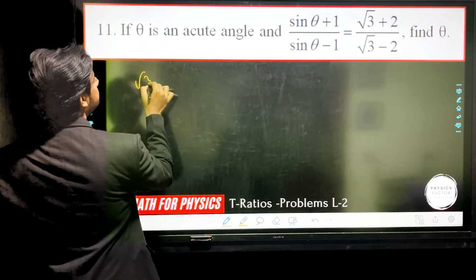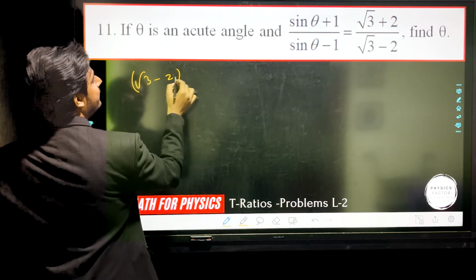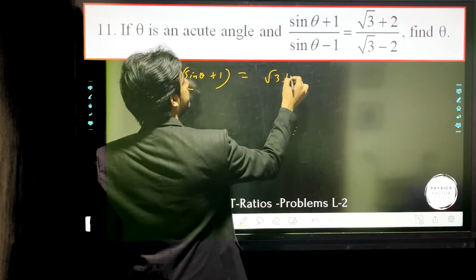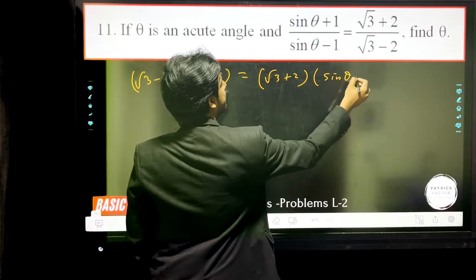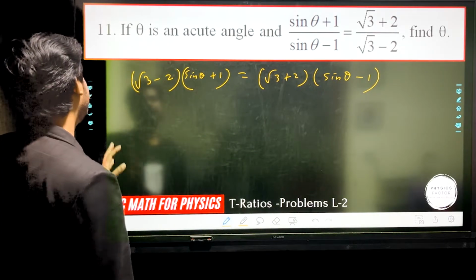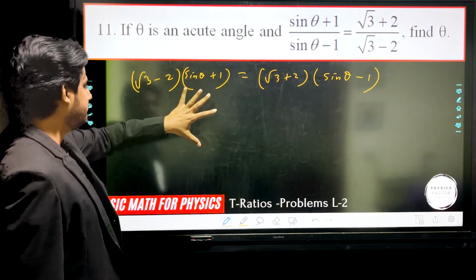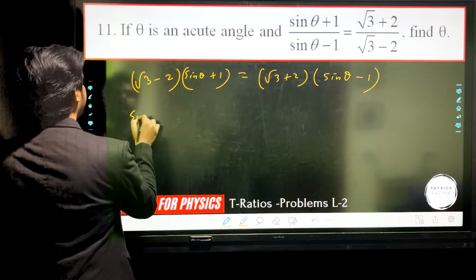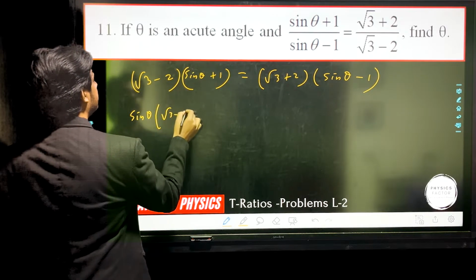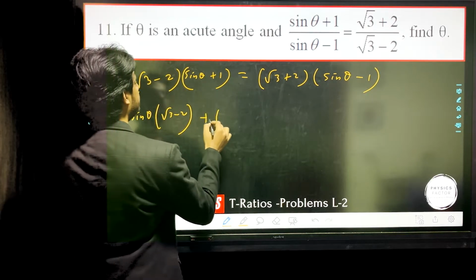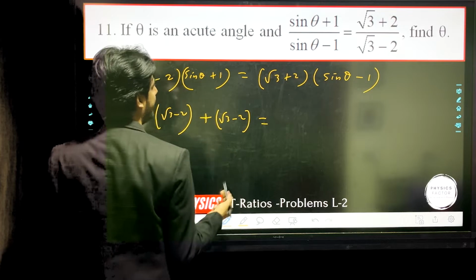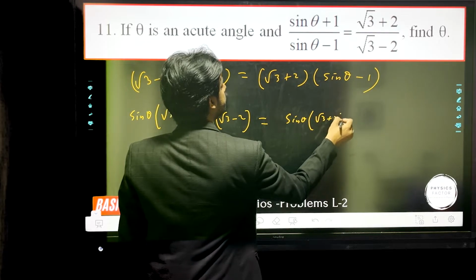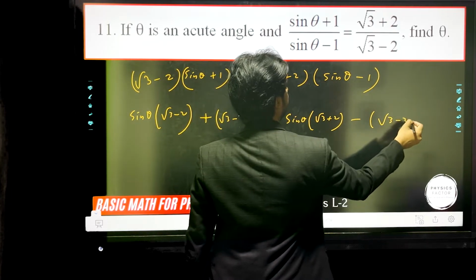So (root 3 minus 2) into (sin theta plus 1) equals (root 3 plus 2) into (sin theta minus 1). That's step number 1. After that, let's take sin theta to one side. So what is the coefficient of sin theta here? The coefficient of sin theta is root 3 minus 2, and plus root 3 minus 2. I'll write in this manner. And then here also the coefficient of sin theta is root 3 plus 2, and then minus root 3 minus 2.